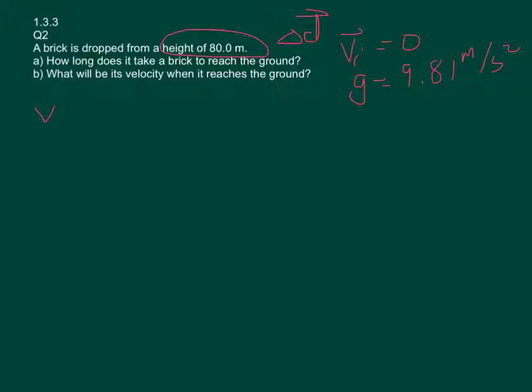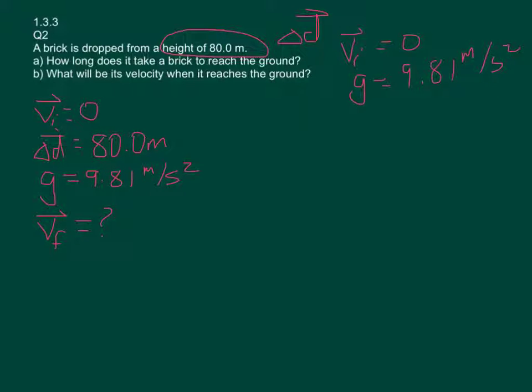We got VI, which is 0. Then we have displacement. It's 80 meters, 0.0 to be exact. We have an acceleration due to gravity of 9.81 meters per second squared. We don't know VF, but part B asks for it. And we don't know the time it takes. Part A asks for that.